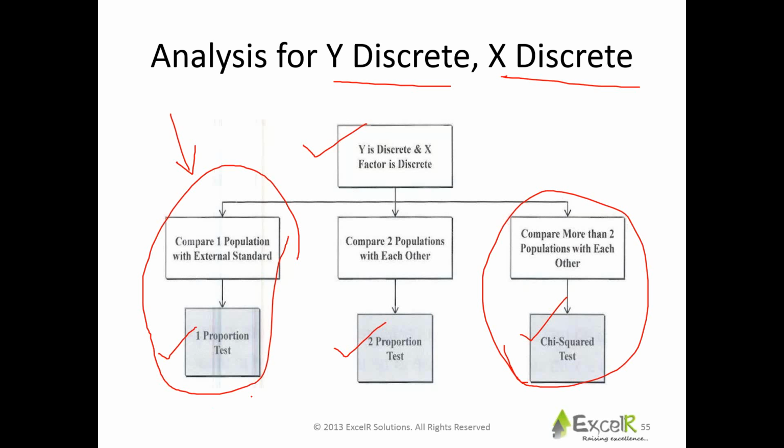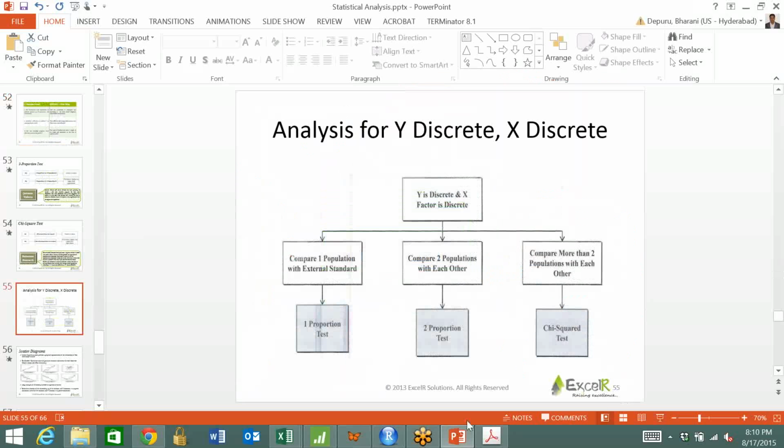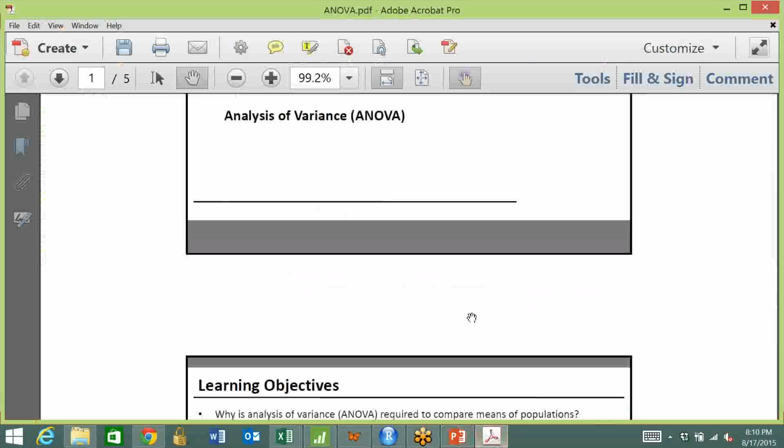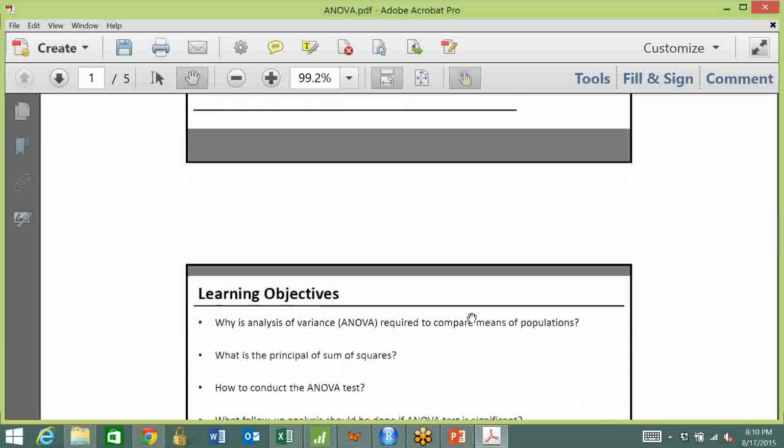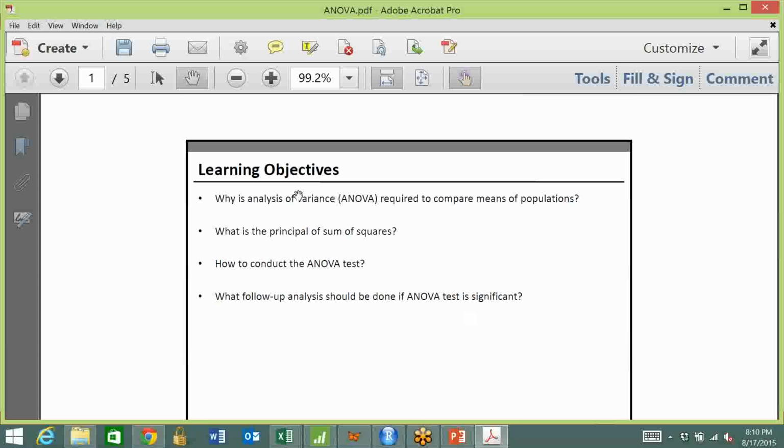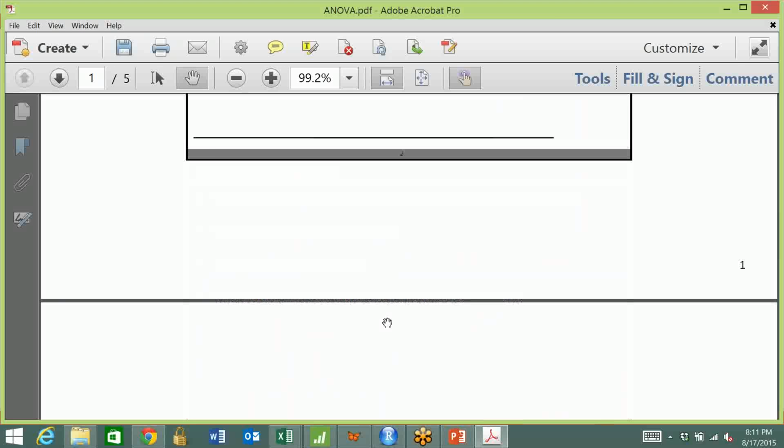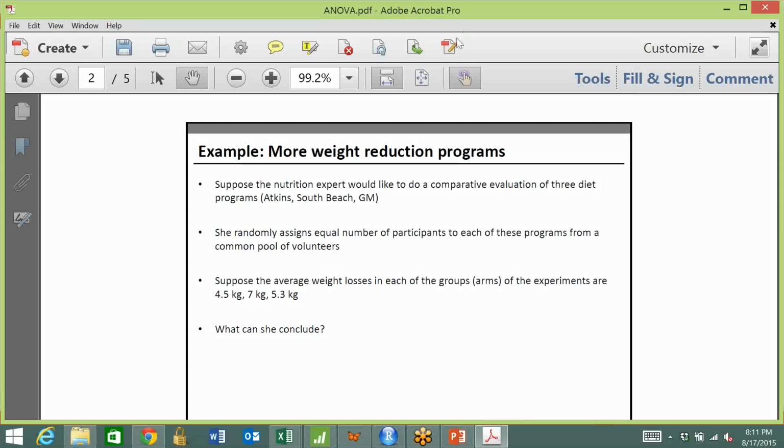All right. Now let us spend some time understanding what ANOVA is all about. So here is analysis of variance. Why is analysis of variance required to compare means of populations? What is the principle of sum of squares? How to conduct the ANOVA test? What follow-up analysis should be done if the ANOVA test is significant? So these are the various things we are going to discuss. Please pay attention here. Here is a case study. You can think about this as a live project also.